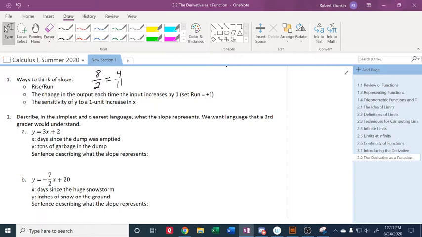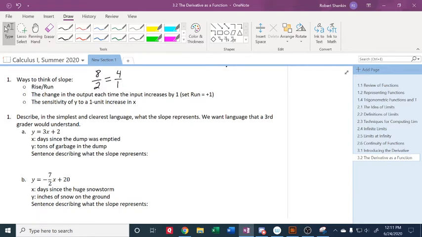All right, group 3, what do you have for this? We're thinking every 3 days since the X amount of days it's been dumped. So 3 times each day the dump was emptied, plus 2 from your neighborhood, I guess from your trash can, is how many tons of garbage in a dump?